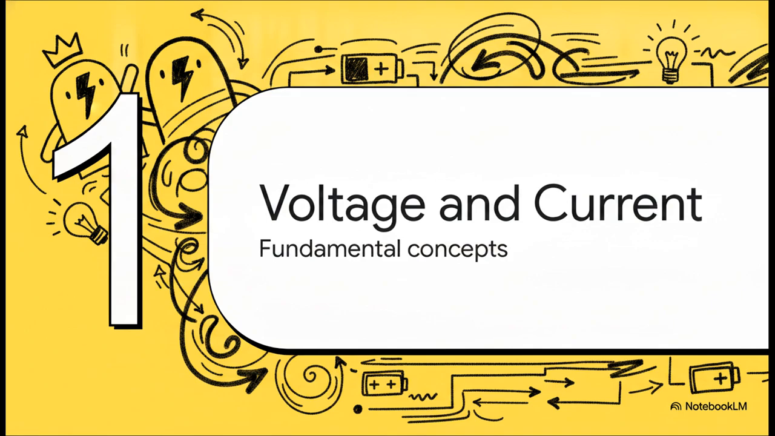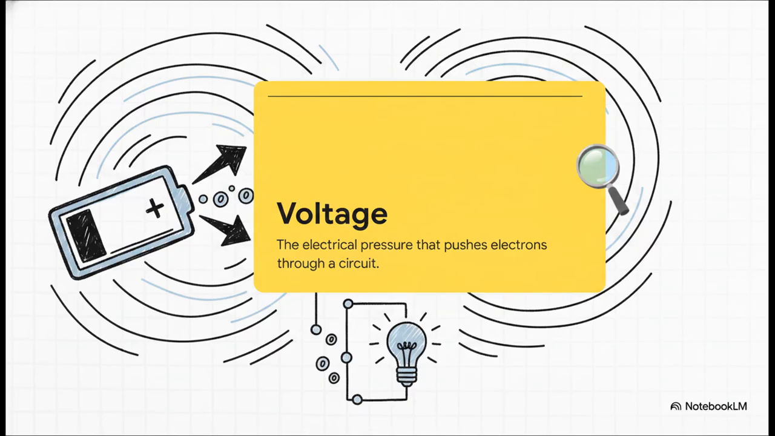Meet voltage and current, the two fundamental concepts of electricity. We're going to introduce the two main characters of our electrical story, starting with voltage. Think of voltage as the electrical pressure that pushes electrons through a circuit. Whether it's created by a tiny watch battery or a massive generator at a power plant, you can just think of voltage simply as the push. It's the driving force. Without voltage, the charged particles in a wire have absolutely no reason to move. They just sit there. Voltage is their motivation.